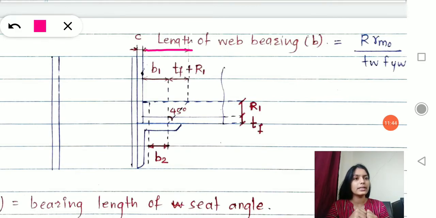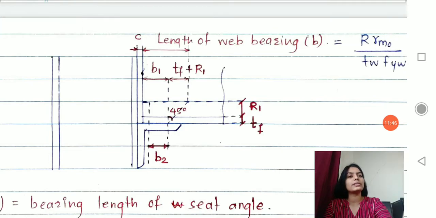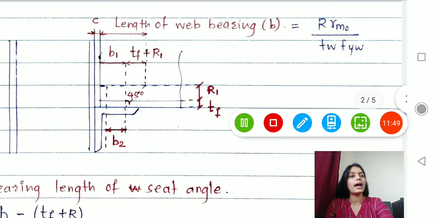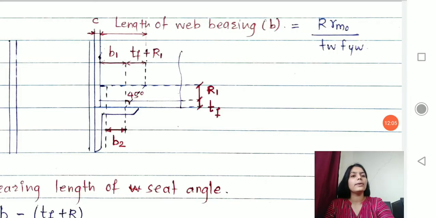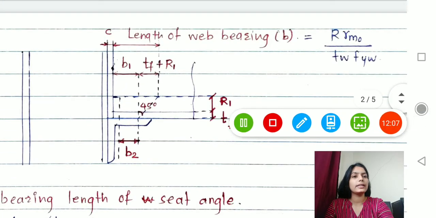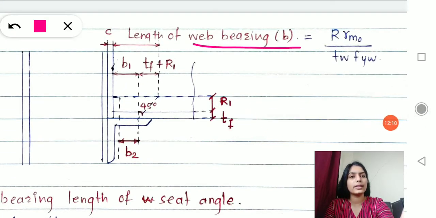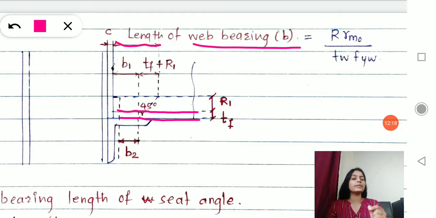Okay, how do we do that? The formula is mentioned over here, and it is even mentioned in your IS code: R into gamma m0 divided by thickness of web into Fyw, the yield stress of the material, right? Now, once you calculate the length of web bearing, this length is your beam, and this beam carries a UDL upon it. What kind of a UDL is it?